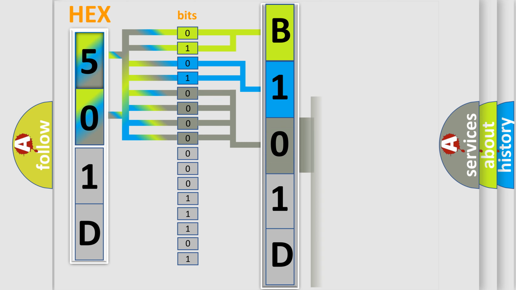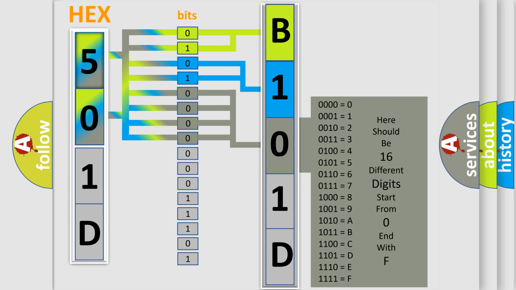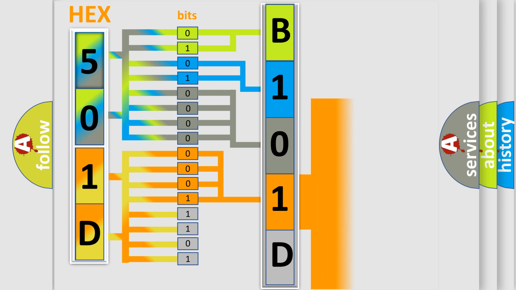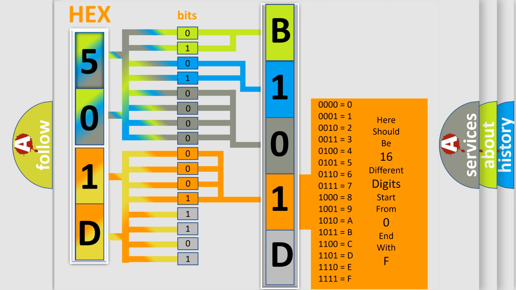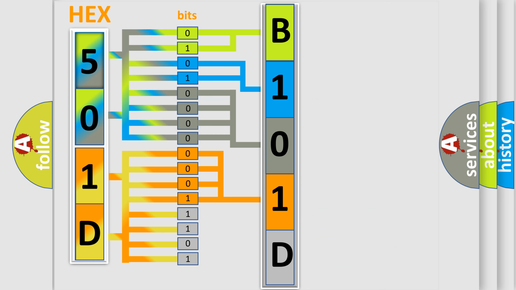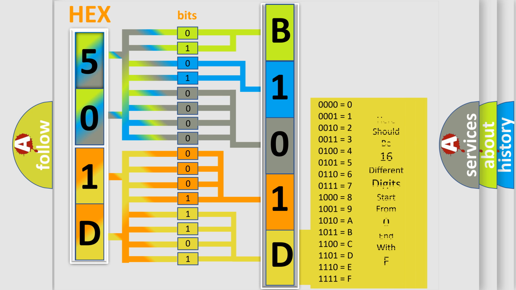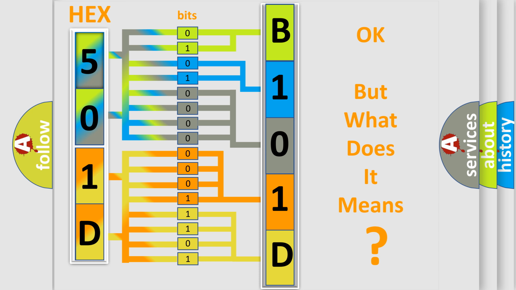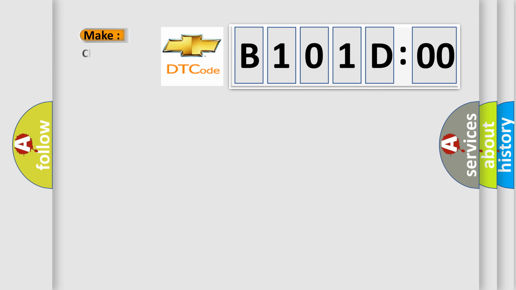The second byte is composed of a combination of 8 bits. The first 4 bits determine the fourth character of the code, and the combination of the last 4 bits defines the fifth character. A single byte conceals 256 possible combinations. We now know in what way the diagnostic tool translates the received information into a more comprehensible format. The number itself does not make sense to us if we cannot assign information about what it actually expresses. So, what does the Diagnostic Trouble Code B101D-00 interpret specifically for Chevrolet car manufacturers?